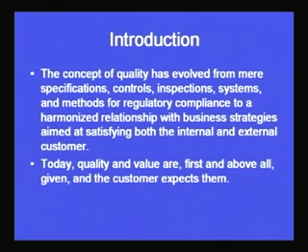So the concept of quality has evolved from mere specifications, controls, inspections, systems and methods for regulatory compliance. Initially we have observed that quality basically was conformance to a predefined quality level. We fixed that this is the quality level, we have to adhere to this. Now we are putting a control on the process or on the material, and we are trying to achieve that level. So that was basically regulatory compliance. There was a predefined standard and we had to achieve that standard.